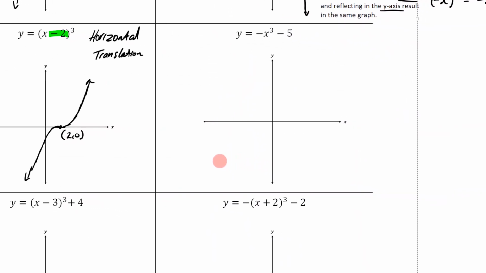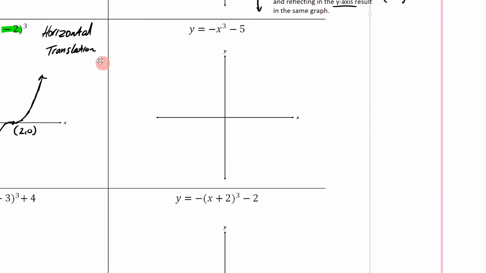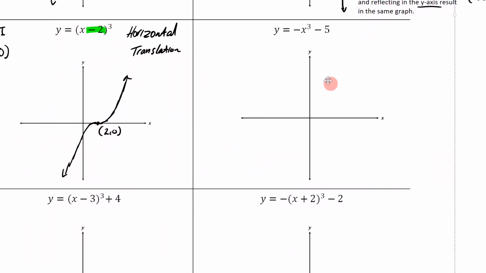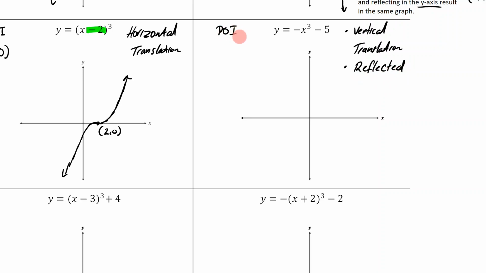We come to the next one here. And now, as you can see, we don't have brackets as we did over here. And what that tells me is this is shifting it 5 down. So this is a vertical translation down. And you might also pick up that I have a negative here, which also means it's a reflected graph as well. So I just toss that in there as well to spice things up. Our point of inflection is therefore going to be 0, -5.